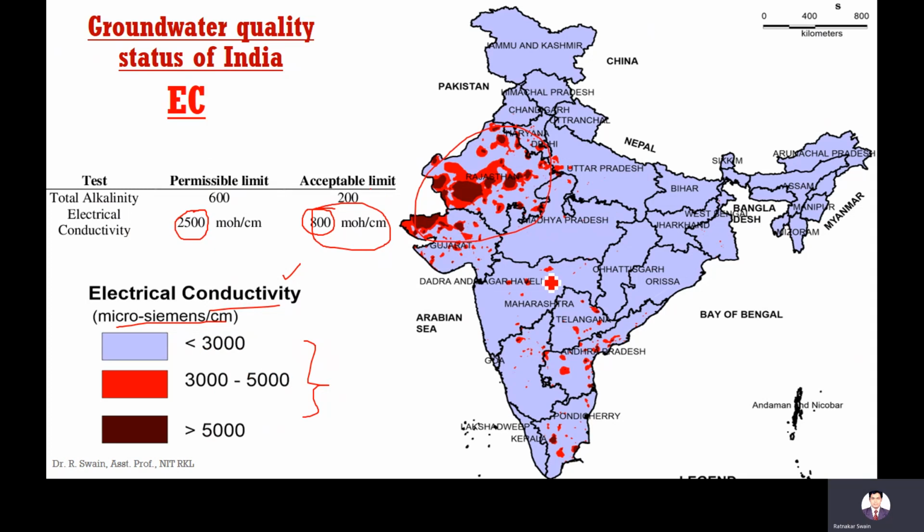In Rajasthan and Gujarat, the salt content of groundwater is more, so electrical conductivity is more, and that groundwater should not be used for drinking. And the red patches in Andhra Pradesh, some portion has high electrical conductivity, and these areas are not suitable for drinking. So this much for today's class.